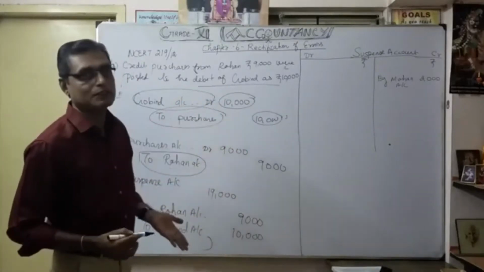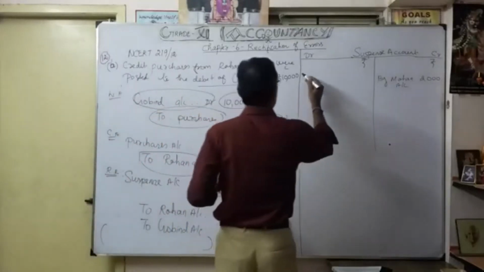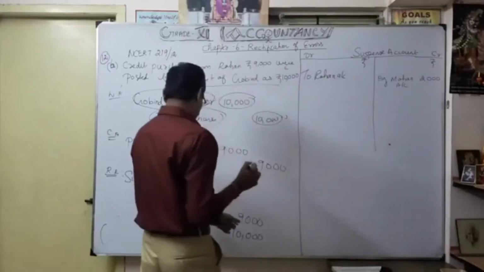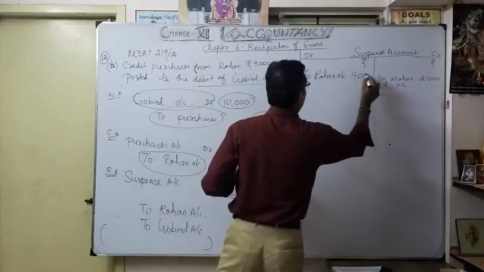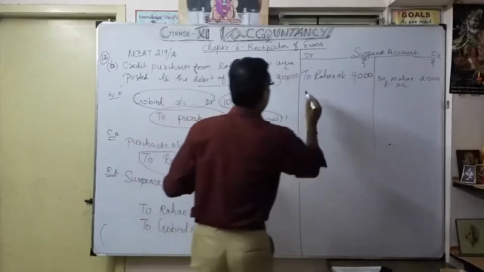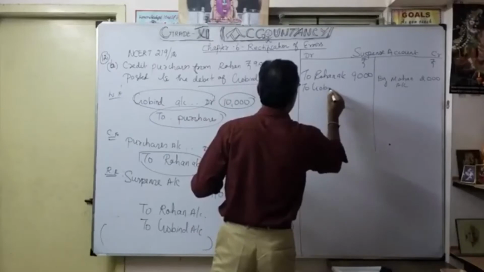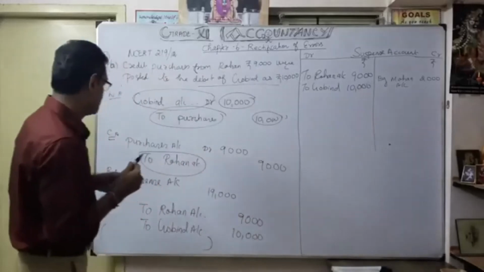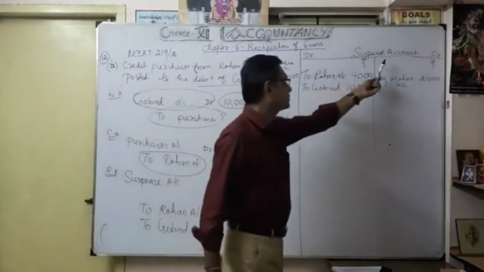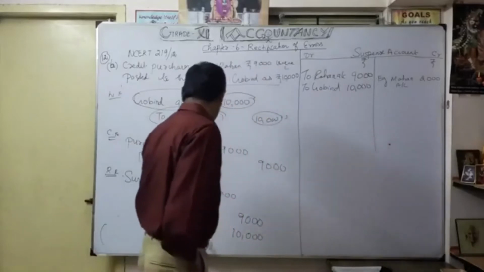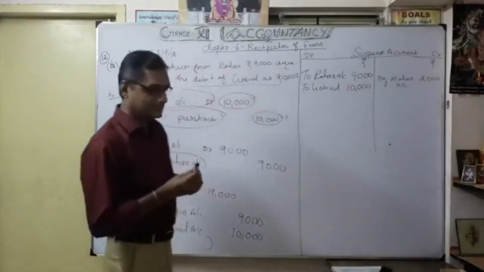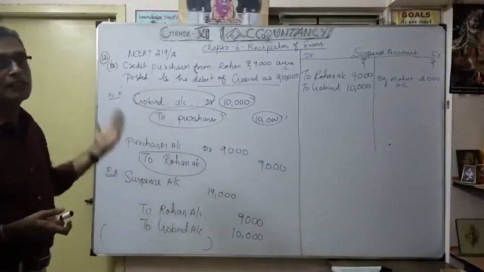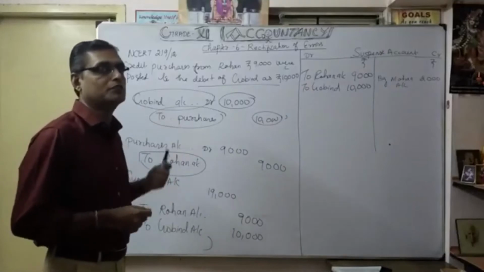Now you move on to the suspense account. How to do the suspense account? See, to Rogan account, how much? Here 9,000. To Gobind account 10,000. You understood now the second part. That's what the suspense account is based on: suspense account debit, to Rogan account 9,000, to Gobind account 10,000. Now we enter the suspense account also. That's what you have to identify very clearly about our second transaction. Now you understood how we have to do the second transaction.